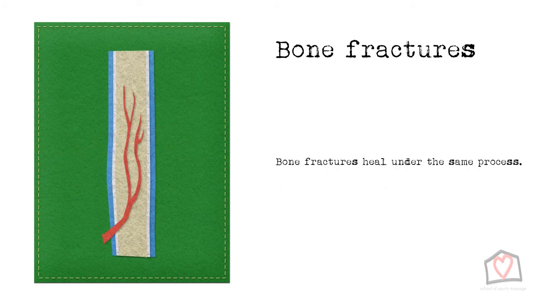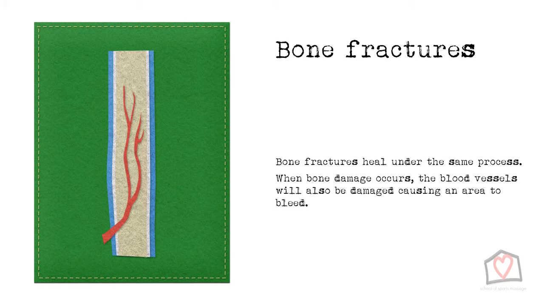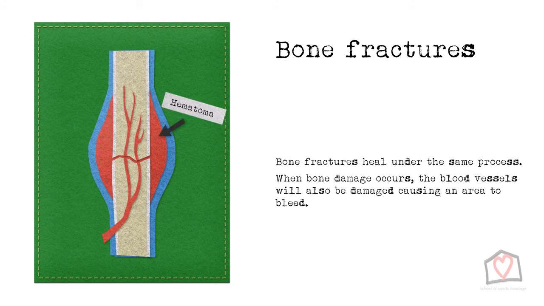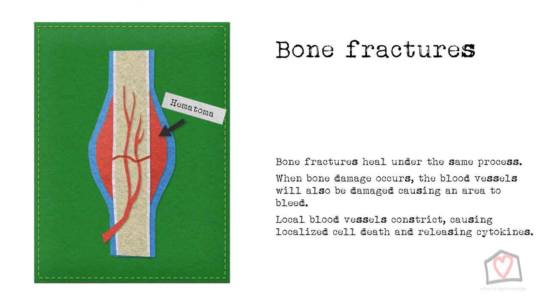Bone fractures heal under much the same process. However, they start under a different mechanism. As damage to a bone occurs, the blood vessels will also be damaged, meaning that the area starts to bleed. Therefore, a clot will form, helping to fix the bone in place short term. The local blood vessels will then constrict, causing localised cell death.